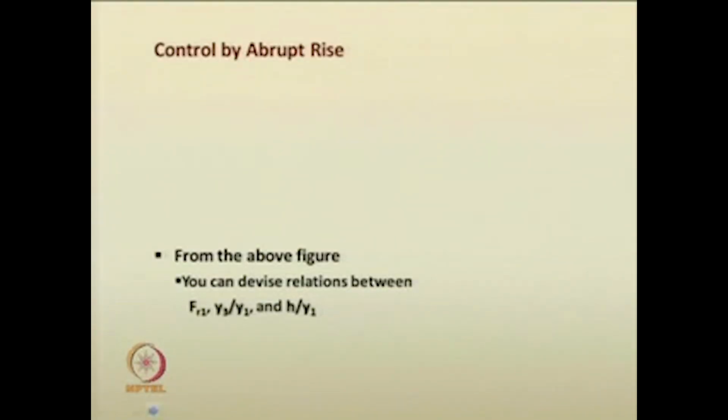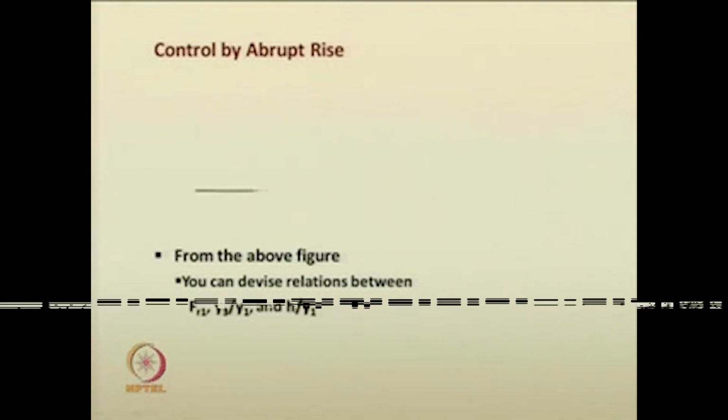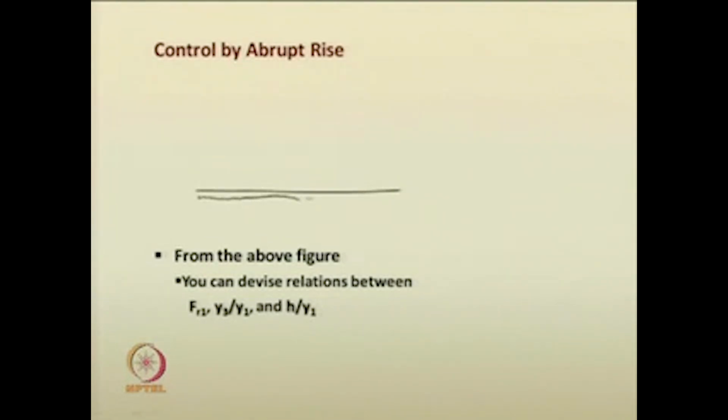So, control of jumps by abrupt rise. What is meant by control of jump by abrupt rise? If the channel flow is being subjected to a hydraulic jump, and you are providing an abrupt rise of the bed, then how do the properties behave, or what are the properties in such a control phenomenon?